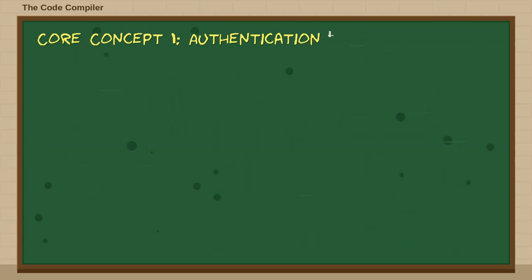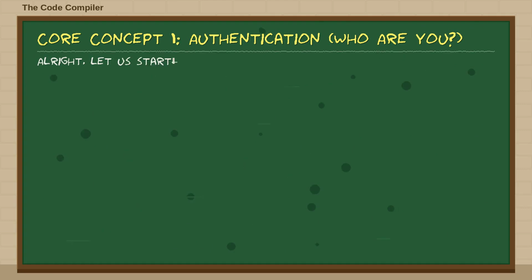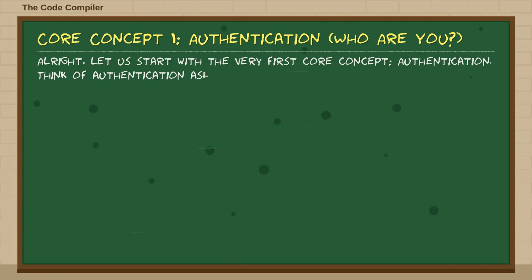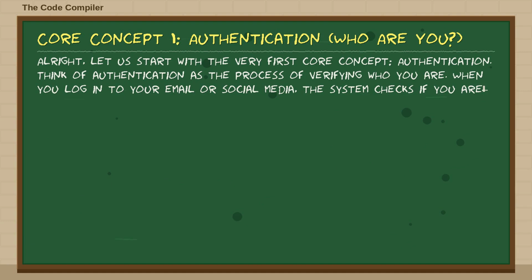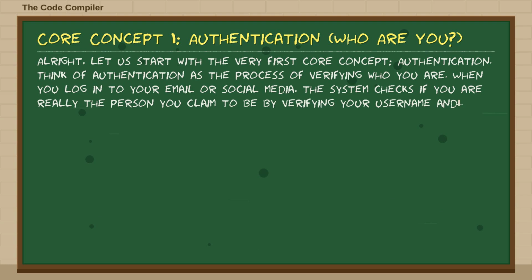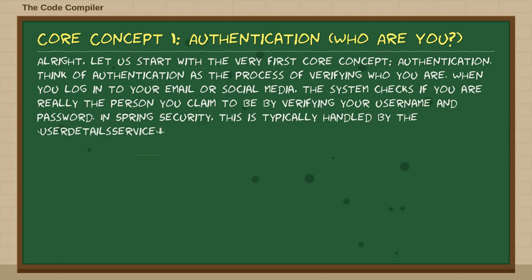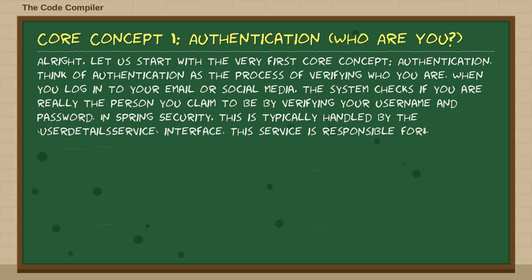Alright, let us start with the very first core concept, authentication. Think of authentication as the process of verifying who you are. When you log into your email or social media, the system checks if you are really the person you claim to be by verifying your username and password. In Spring Security, this is typically handled by the UserDetailsService interface. This service is responsible for loading user-specific data.